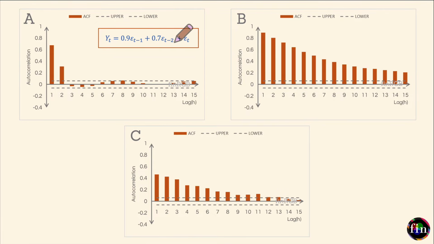Let's now move on to correlogram B. In this correlogram, what do you observe? The decay in my autocorrelation is indeed happening as the lag keeps increasing, but this decay down to 0 is not as abrupt as it happened in the previous correlogram. This decay is a very geometric decline.